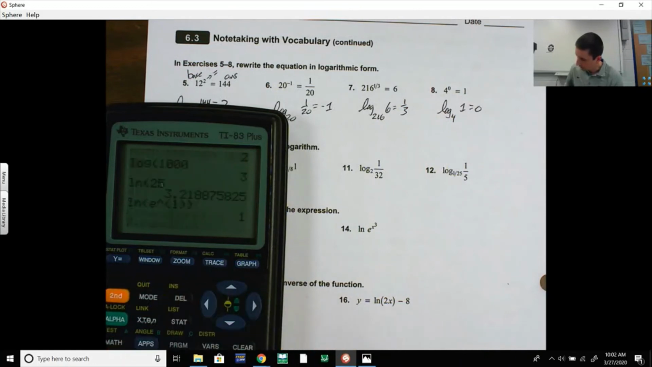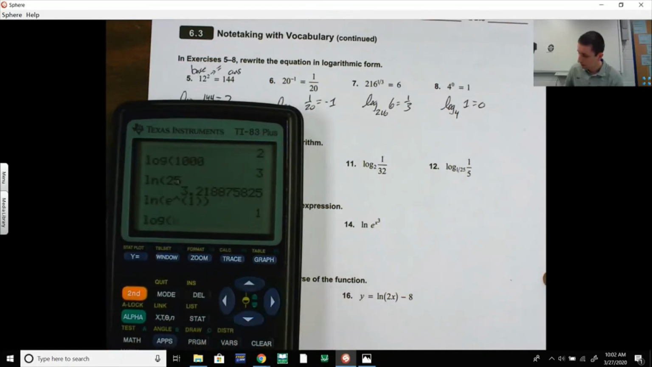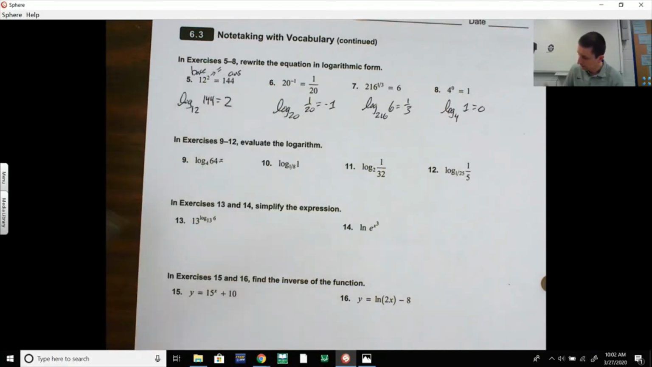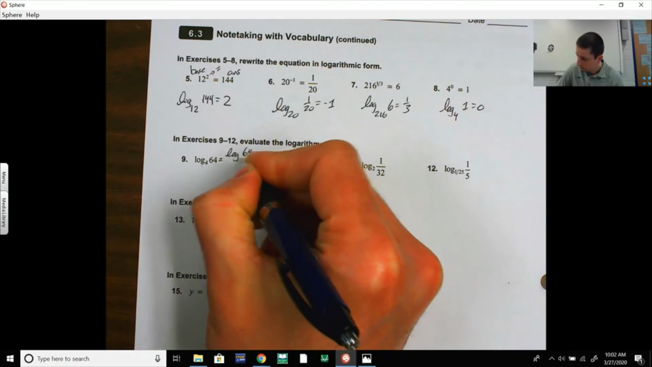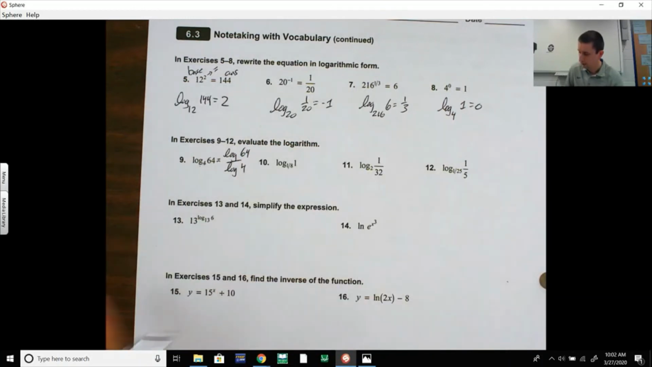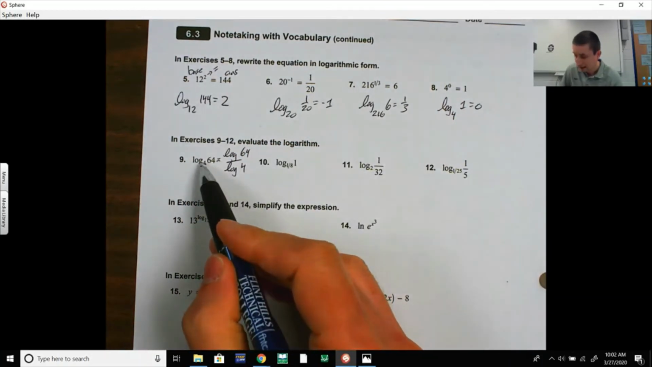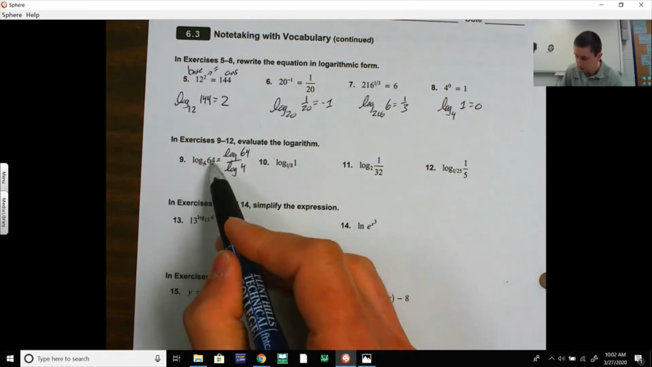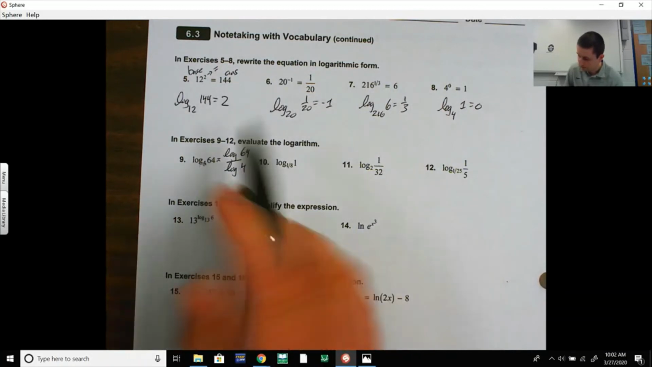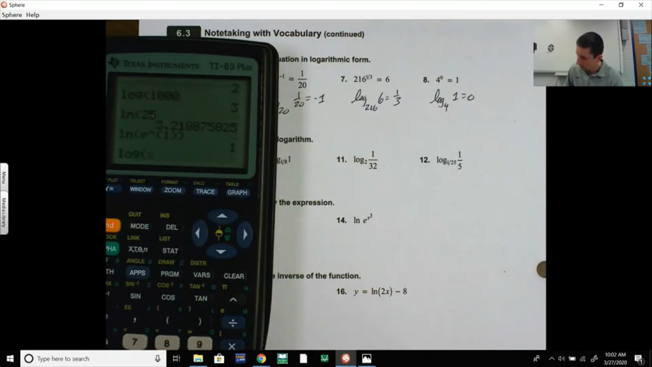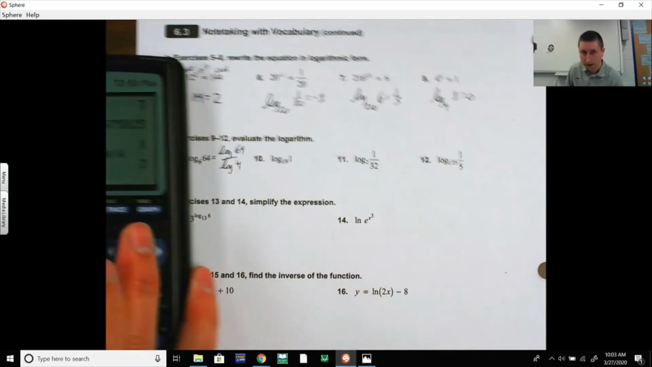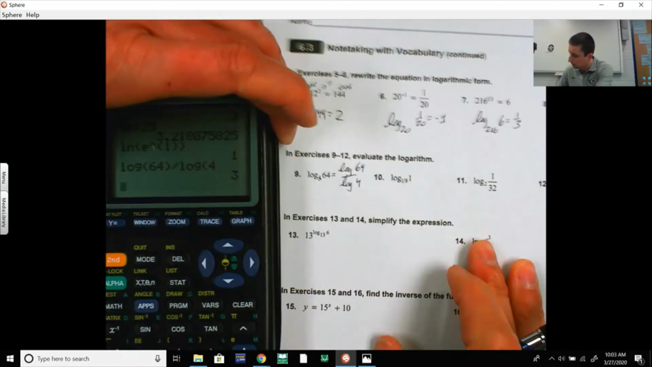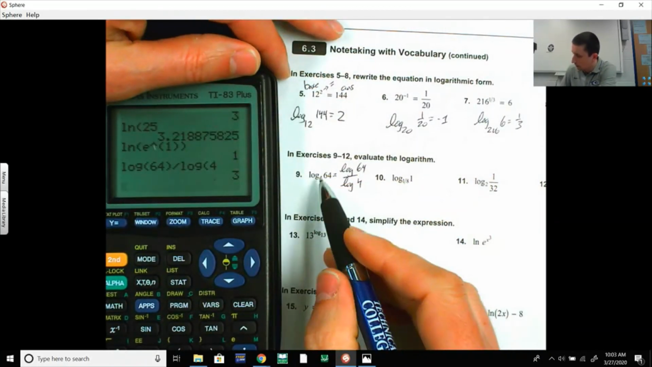This one doesn't. So if I hit log, remember that is a common log, but there's a formula that says if I have a different base, I can take the common log of 64 divided by the log of 4, and I'm going to get my answer. So if your base is not 10, this is what you do. Log of 64 divided by log of 4. Typing it in, make sure you close your parentheses. That is 3, because 4 to the 3rd power is 64.